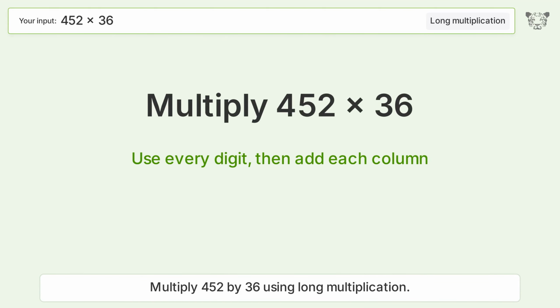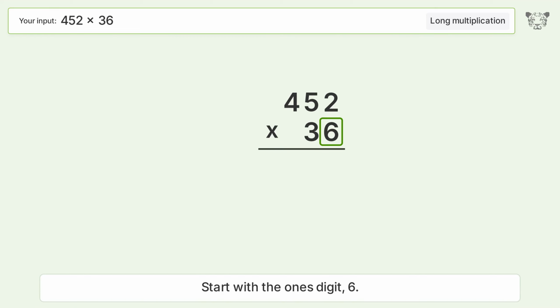Multiply 452 by 36 using long multiplication. Start with the ones digit, 6. 6 times 2 is 12. Put 2 in this column and carry 1.